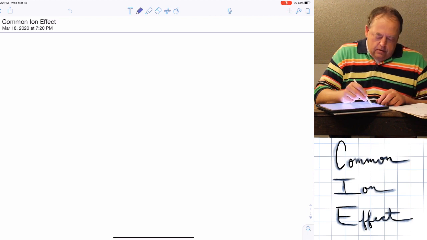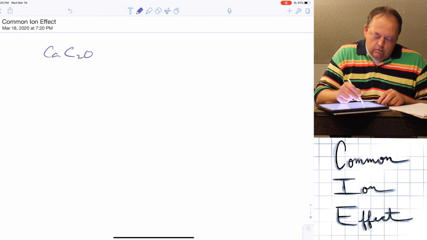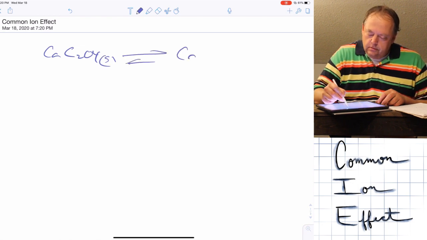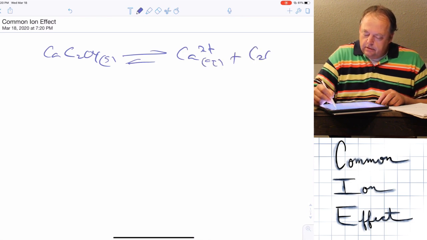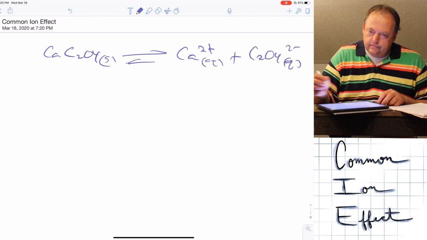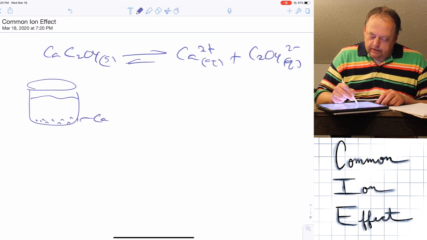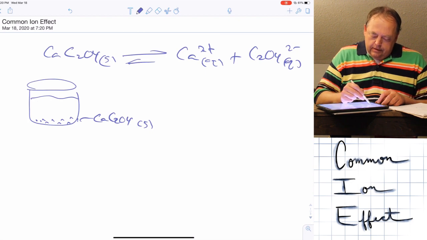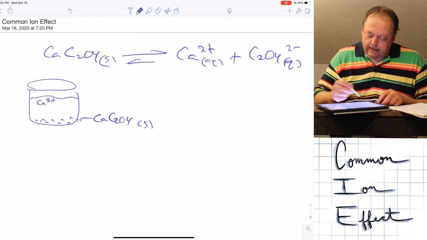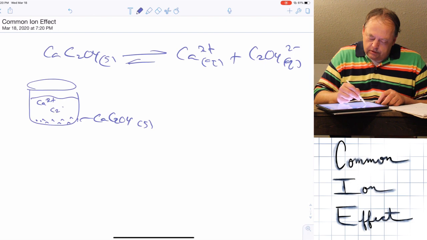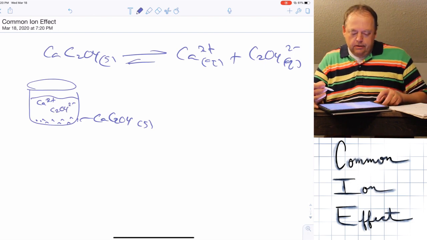Okay, so if we had CaC2O4 and water, which ionizes again to give calcium 2 plus and C2O4 2 minus. So if we had a beaker of that setup, there's some CaC2O4 that does not dissolve, so it's solid, and a little bit dissolves though, so you get some calcium in solution and some C2O4 2 minus in solution.